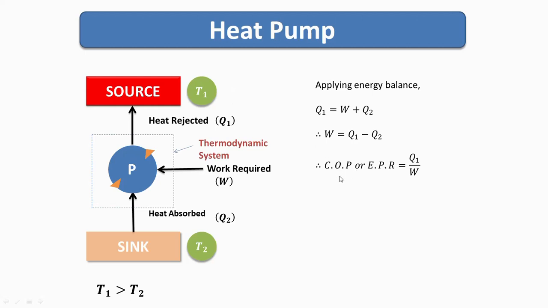So the coefficient of performance or energy performance ratio is output divided by input. So here output is Q1 and input is the work required. So these are the applications of the second law of thermodynamics.